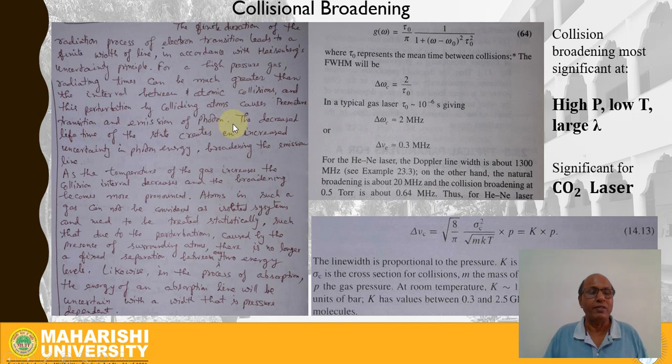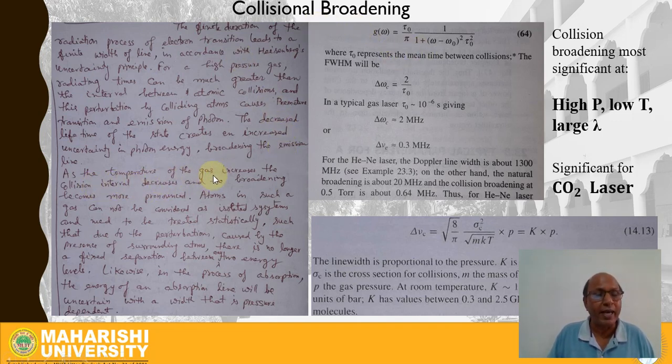So at a lower level, the decreased lifetime of the state creates an increased uncertainty in photon energy, which broadens the emission line. So in a nutshell, you can say that by the Heisenberg principle, delta E upon delta T, T is the tau zero, you can say the collision time here. So this will have an uncertainty factor. That means it will have a width, and this width is referred to as collisional broadening.